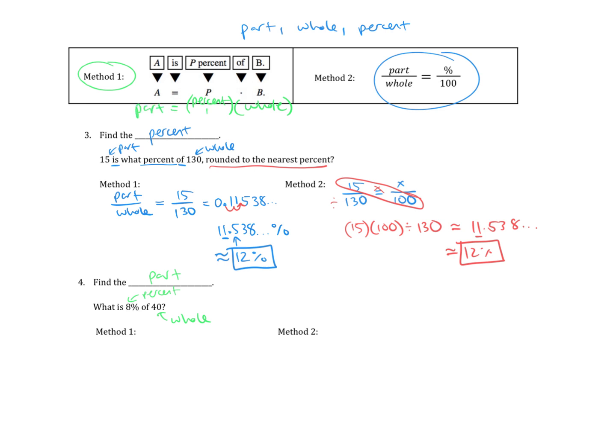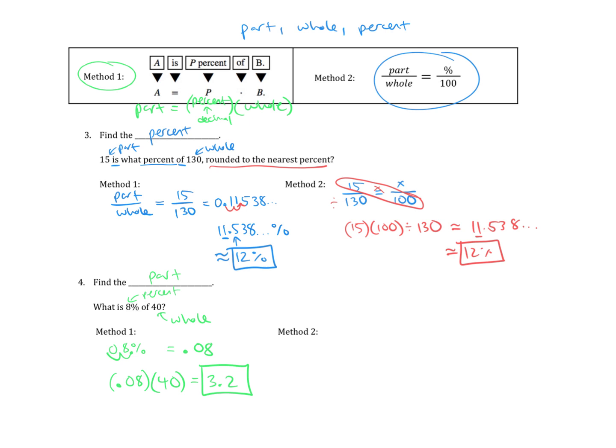But remember that this percent is a decimal. So the first thing we do is change the percent to a decimal. So I'm going to change 8% to a decimal by moving that decimal 2 places to the left. We have to add a 0, and we get 0.08. Then I take that percent in decimal form, I multiply it by the whole, which is 40, and that will give me the part, which is 3.2.